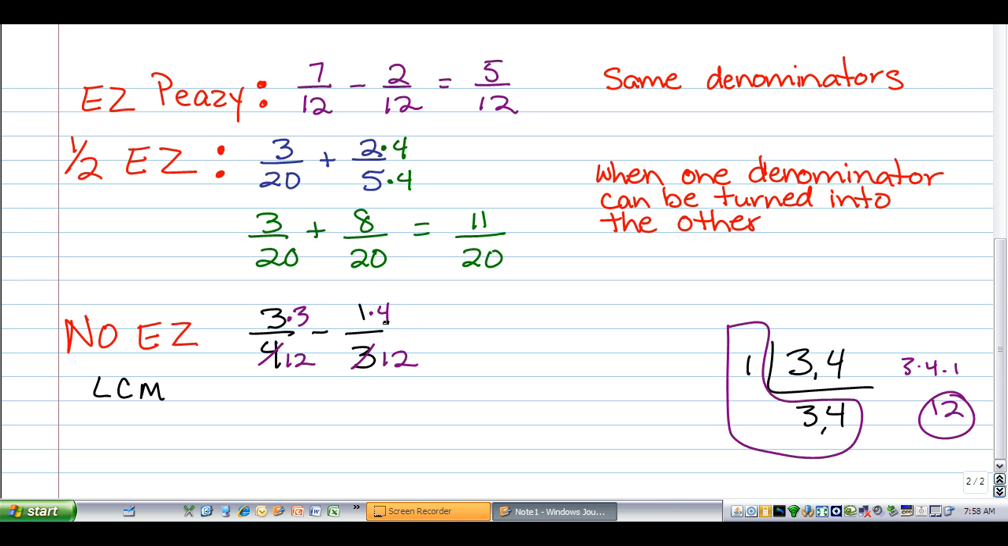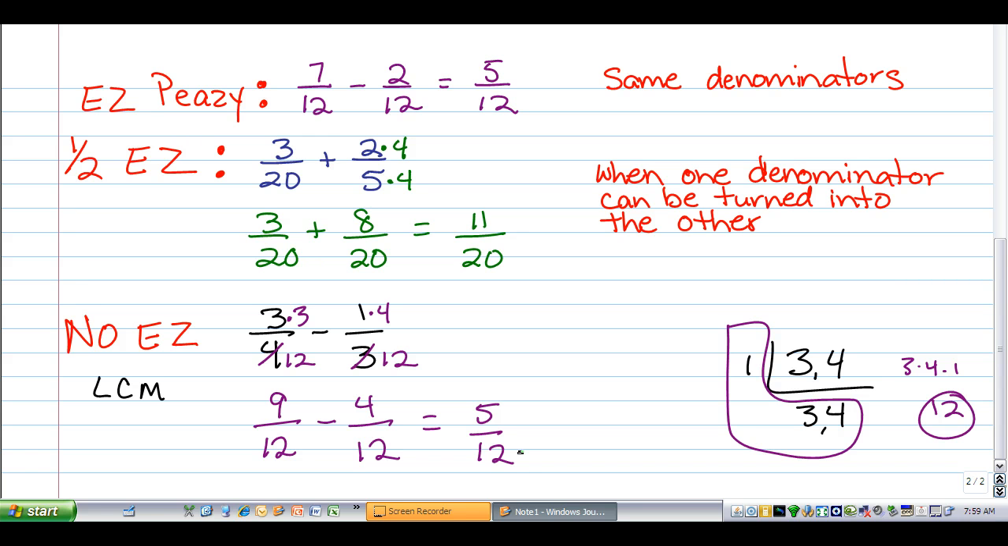And then I would suggest rewriting this when you do your multiplication, just because it starts to get a little crowded. So 3 times 3 is 9. The denominator is 12. 1 times 4 is 4. And the denominator is 12. There. Now I can subtract. 9/12 minus 4/12 is 5/12. And it is in simplest form.